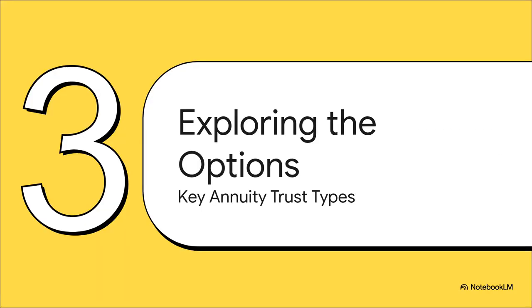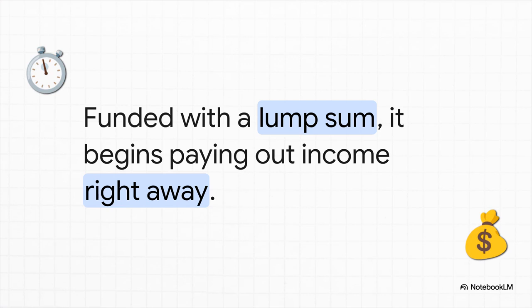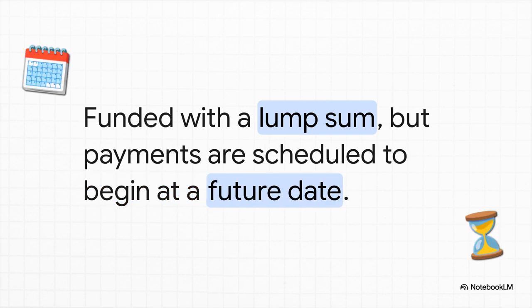All right, so once you've made that big decision, you can start looking at the details. Annuity trusts come in a few different flavors, and each one is designed for a different goal. Let's do a quick run-through of the main types. First up, you've got the immediate annuity trust. This is exactly what it sounds like. It's perfect when someone needs income to start flowing right now, maybe to cover living expenses. You put the money in, and the payments start. Simple as that.